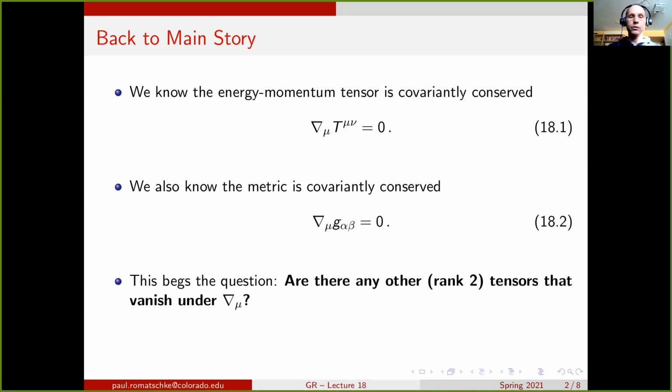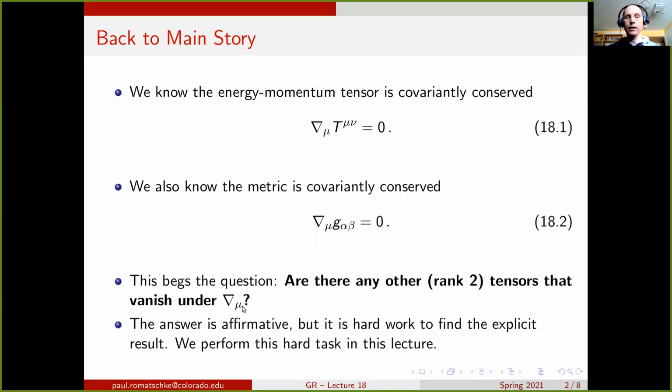So since we have these two quantities that vanish under the action of the covariant derivative, this begs the question whether there are any other rank 2 tensors that vanish under the action of this covariant derivative. The answer is yes, but it turns out that it is quite a bit of hard work to find the explicit form of this rank 2 tensor.